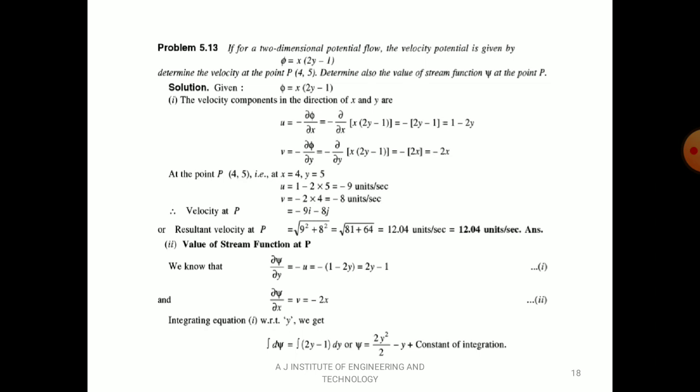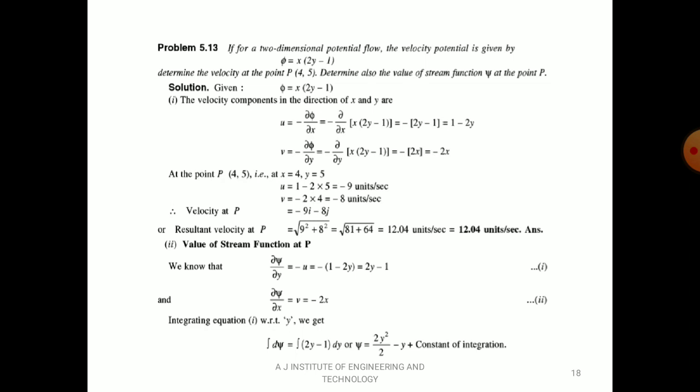From the definition of velocity potential function, we have u equal to minus dou phi by dou x and v equal to minus dou phi by dou y. So differentiate phi with respect to x and y. We get u equal to minus dou phi divided by dou x, equal to minus into 2y minus 1, that is equal to 1 minus 2y. Similarly, v equal to minus dou phi divided by dou y, differentiate phi with respect to y and multiply by minus, into 2x, that is equal to minus 2x.